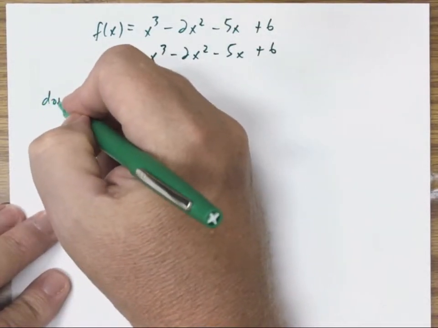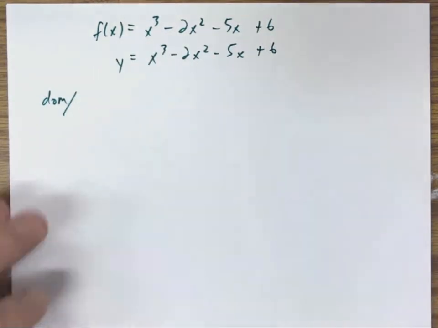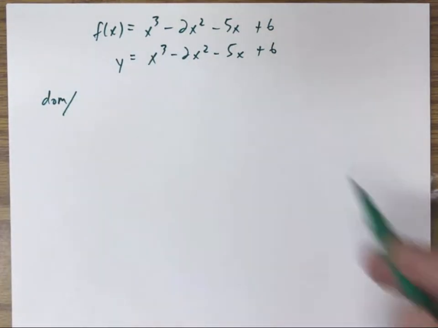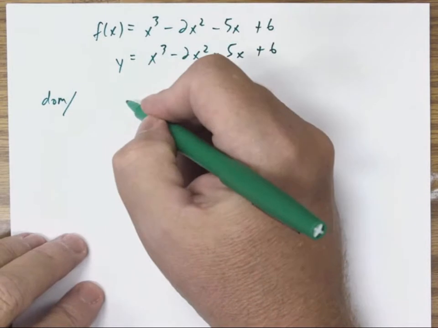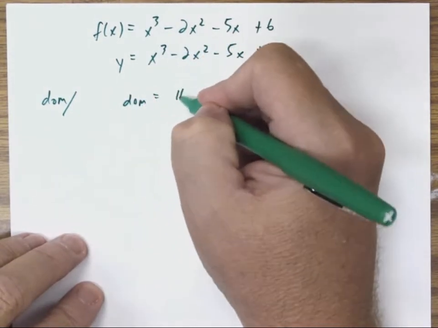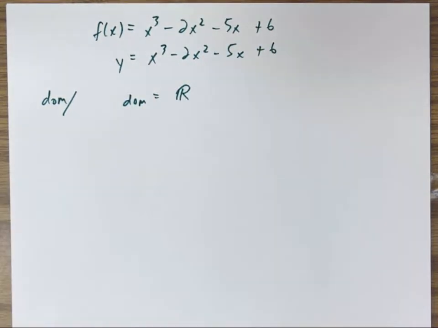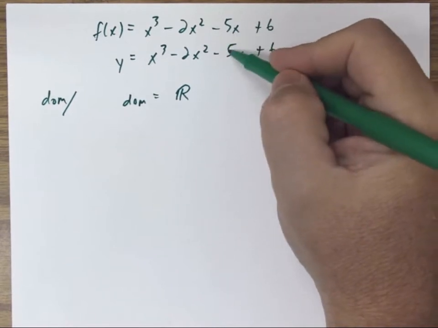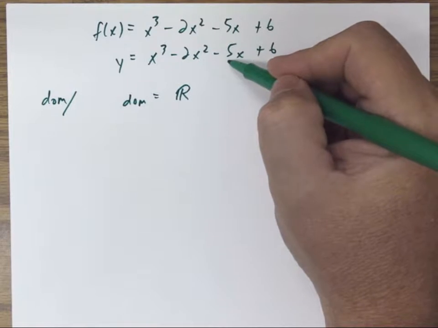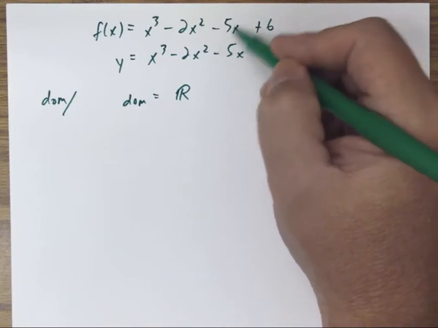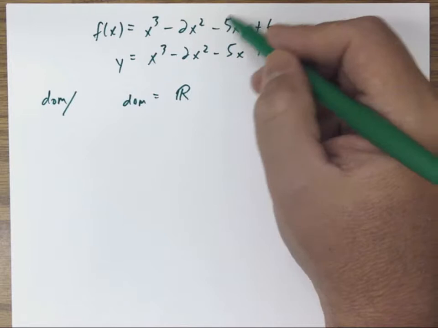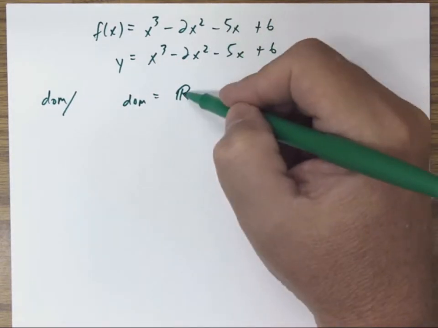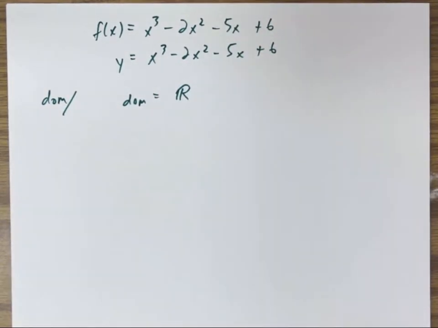First thing I'm going to figure out, what's my domain? Now when you're looking at equations, the domain always starts out as all real numbers, and then you look for any exceptions to that. The only time you have exceptions, typically, is if you have variables in the denominator, like a fraction, which we're going to have in our next problem, or if you have square roots. We don't have either of those here, so in this case the domain is all real numbers.